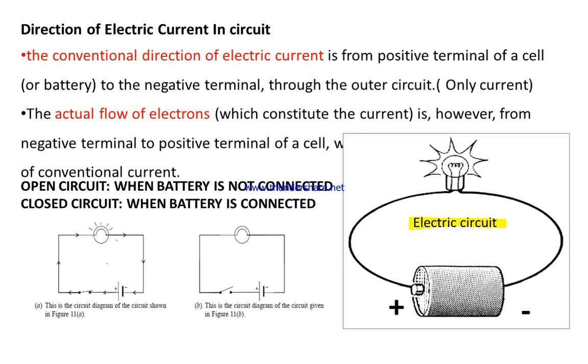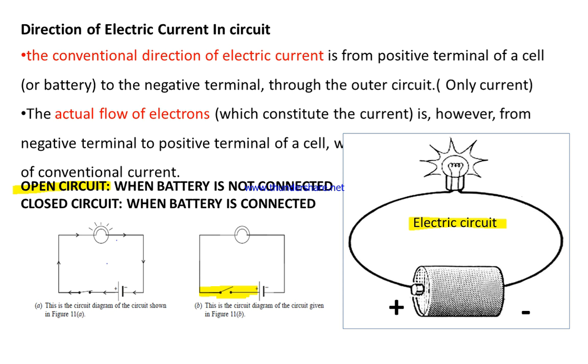Okay, now there are two kinds of electric circuits. First let's understand it. The first one is open circuit. You can see the second diagram here. The switch, the wire is broken so that no current is flowing through it. So if the cell is not connected or if the wire is broken at some point, then this circuit is known as open circuit.